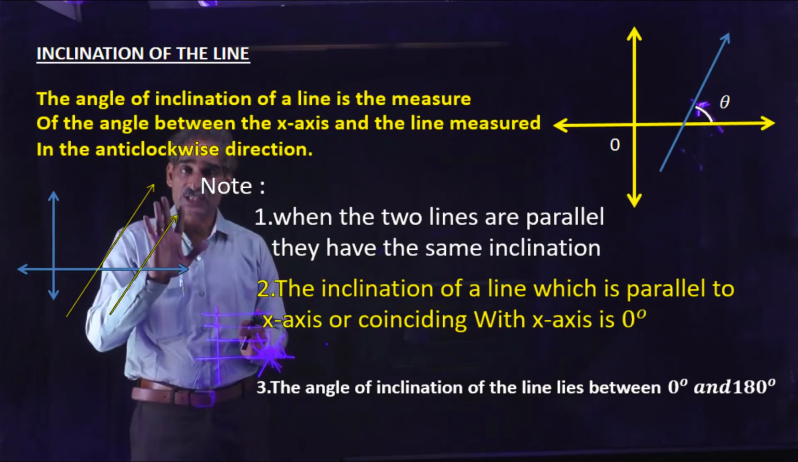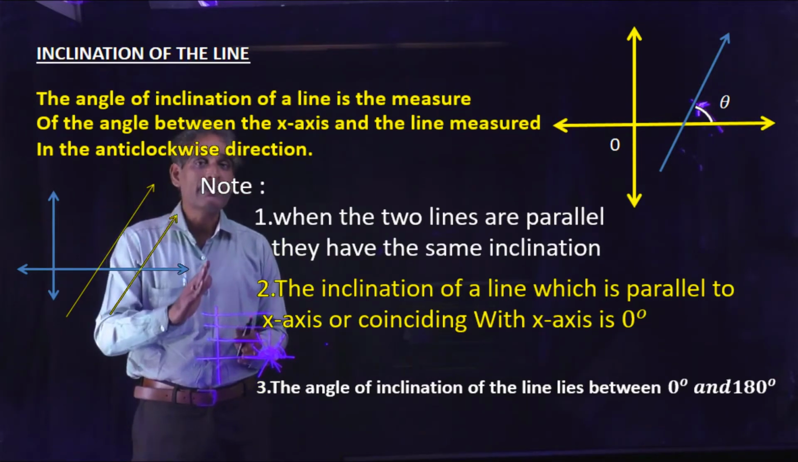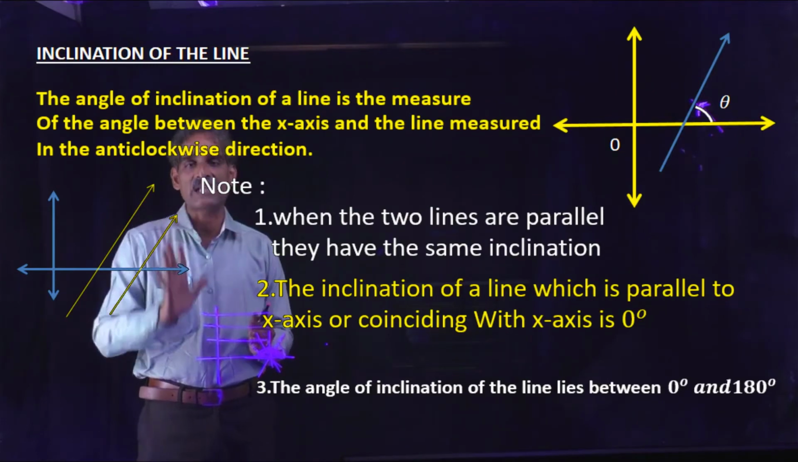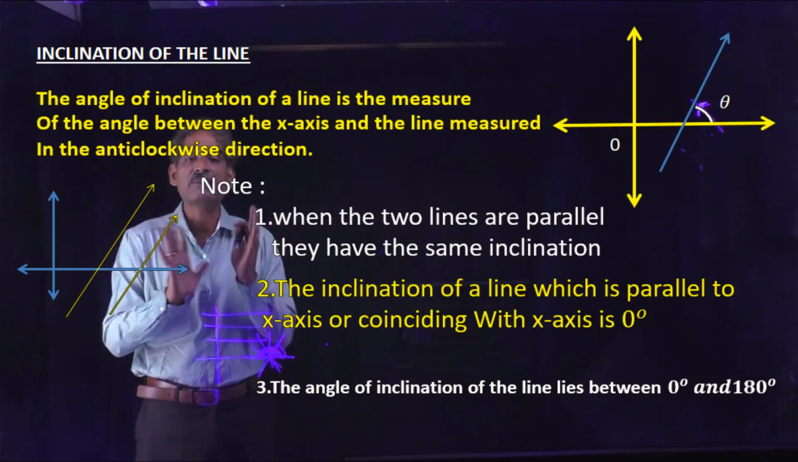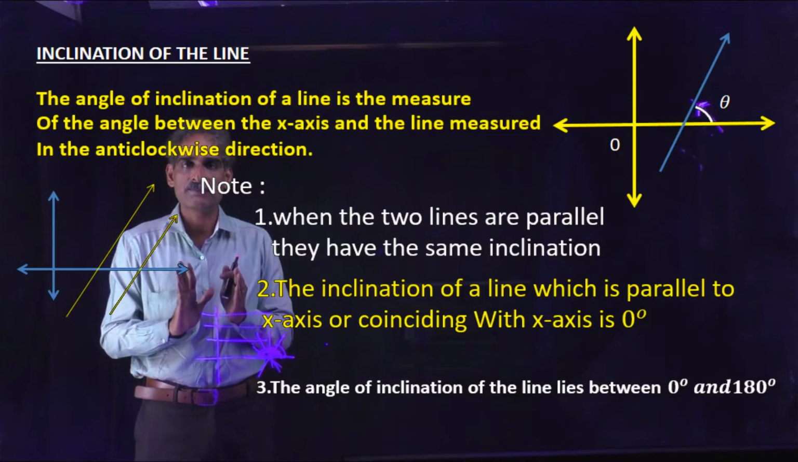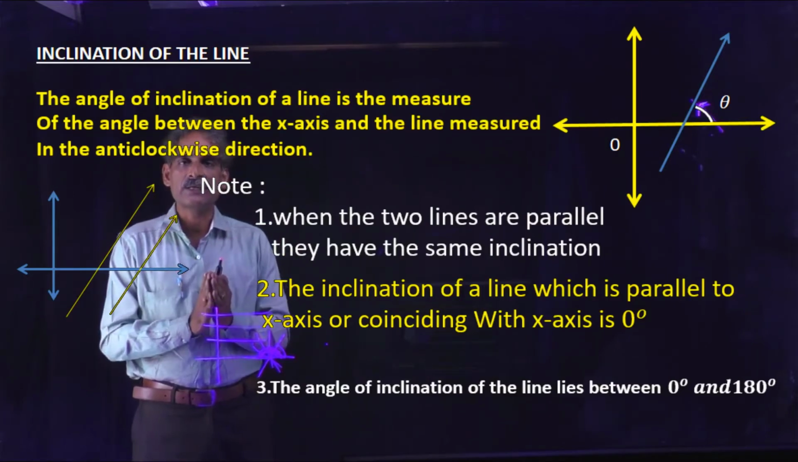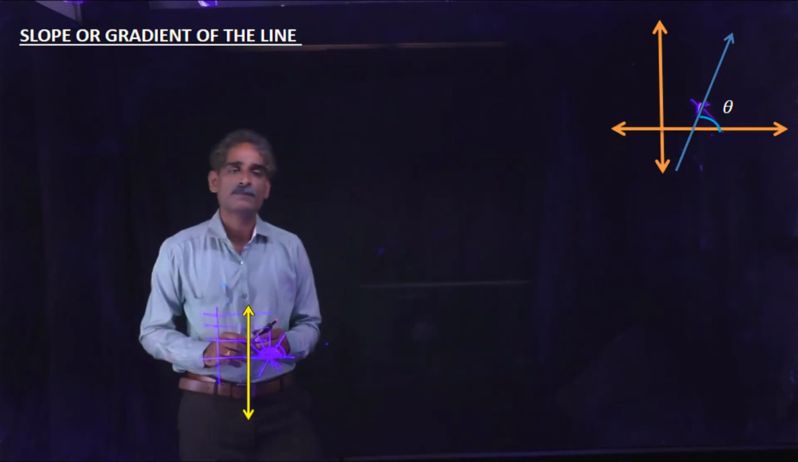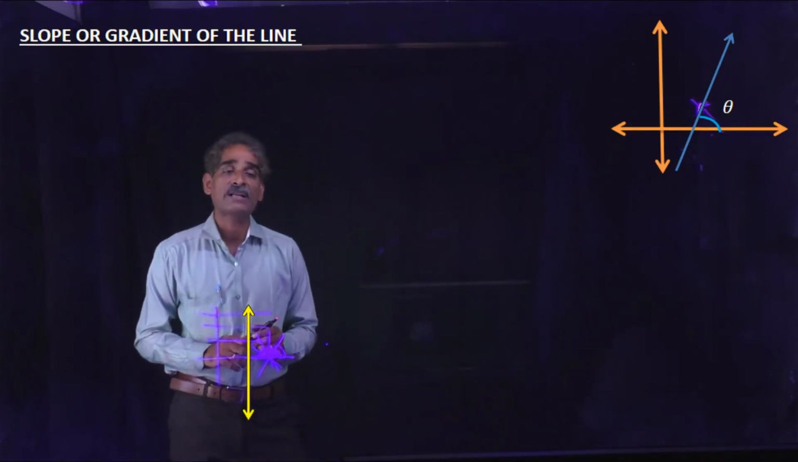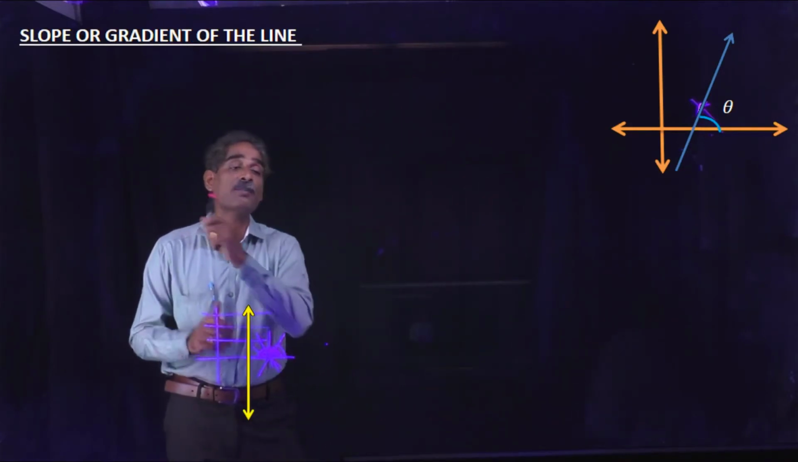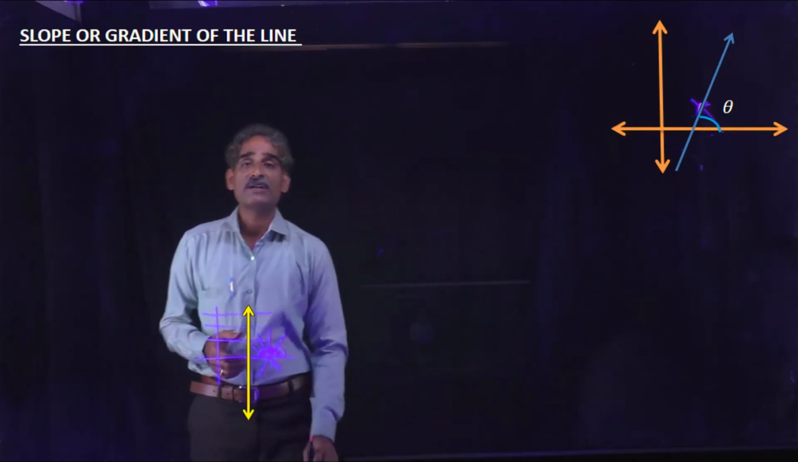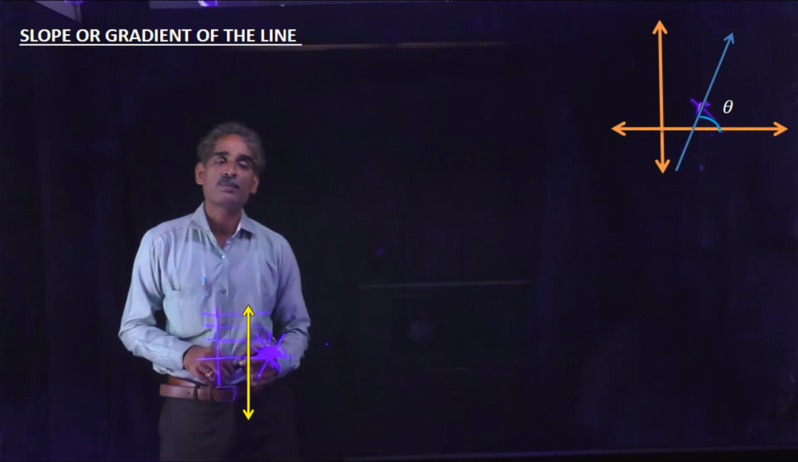Okay, inclination means the angle made by the line with the positive direction of x-axis measured in anti-clockwise direction. Simply, angle made by the line with the positive direction of x-axis. That is called inclination. Next, slope or gradient of the line. This is an important concept. So now see the definition of the slope or gradient of the line.